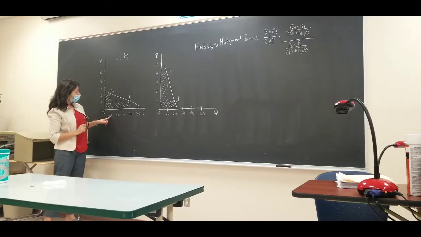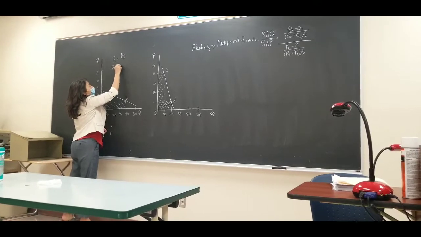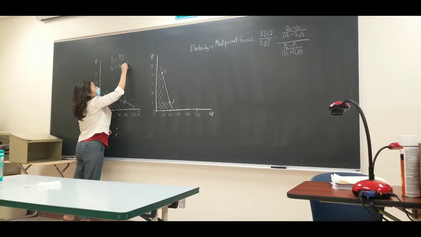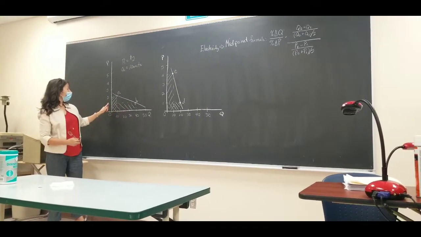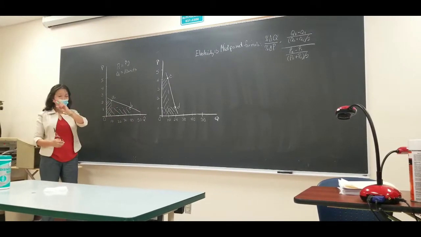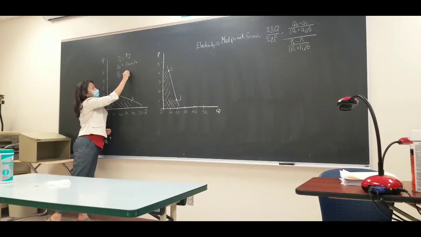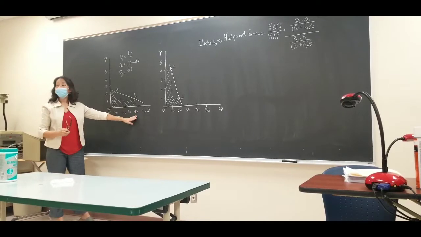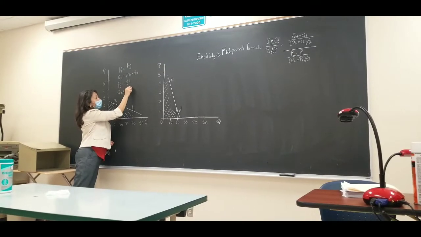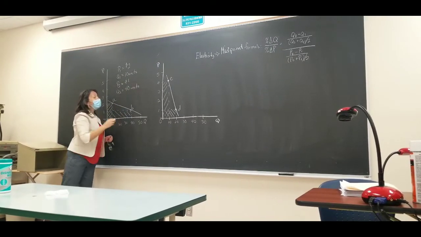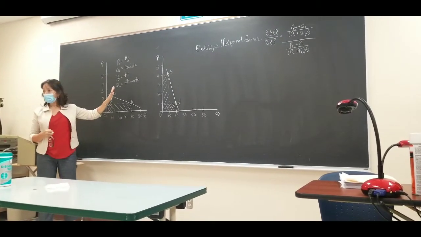My Q1 is 10 units. Then my second point is B. My second price, P2, is $1. And at a price of $1, I want 40 units. So my Q2 equals 40 units. Now I have enough information to start solving for the elasticity of demand.